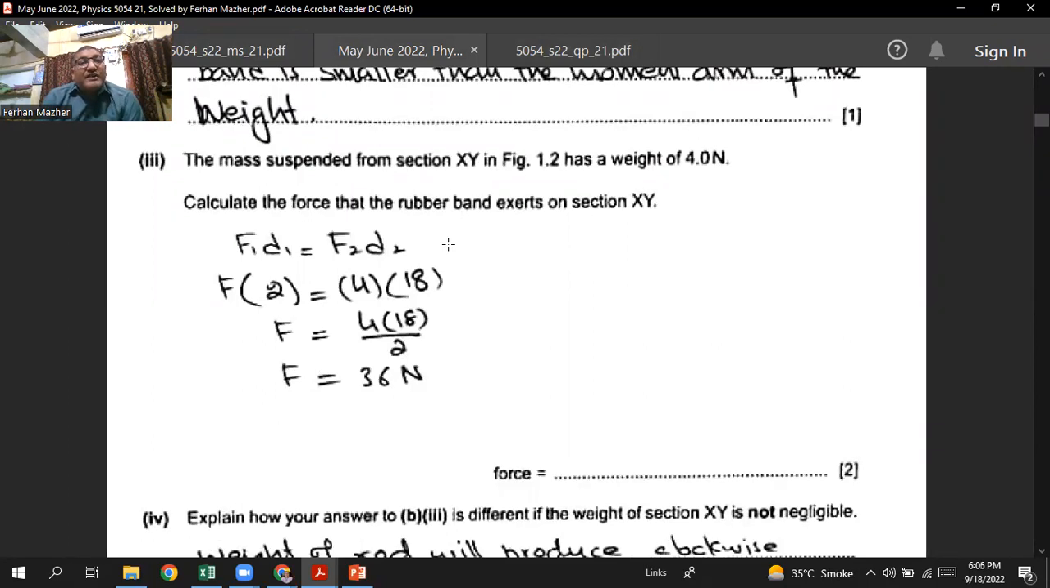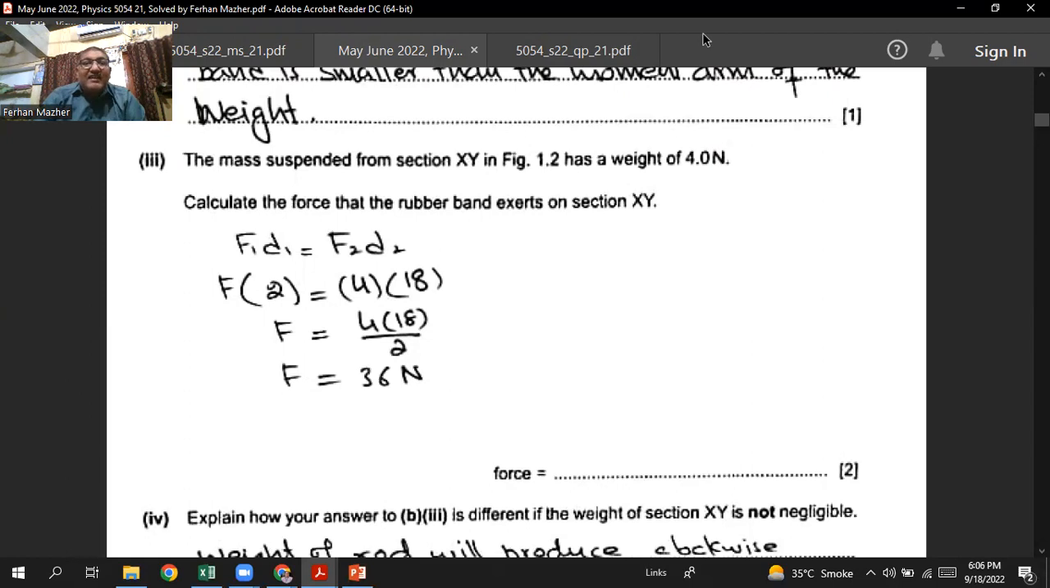The force exerted by the rubber band is F, and its moment arm is 2 centimeters. The force of the mass acting downward is its weight, which is 4 newtons, and the moment arm is 18 centimeters. So F into 2 equals 4 into 18. So F will be equal to 4 into 18 divided by 2, and that will be 36 newtons. So the force exerted by the rubber band on the section XY is 36 newtons.